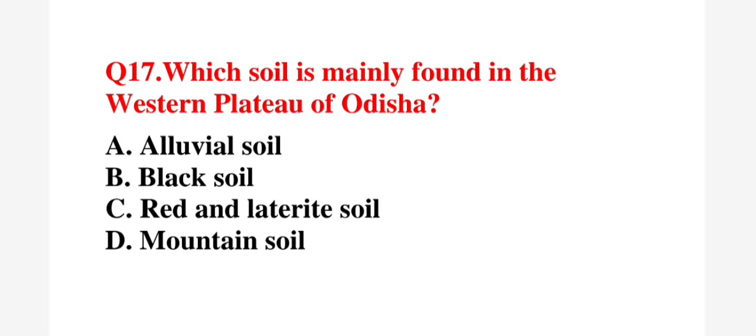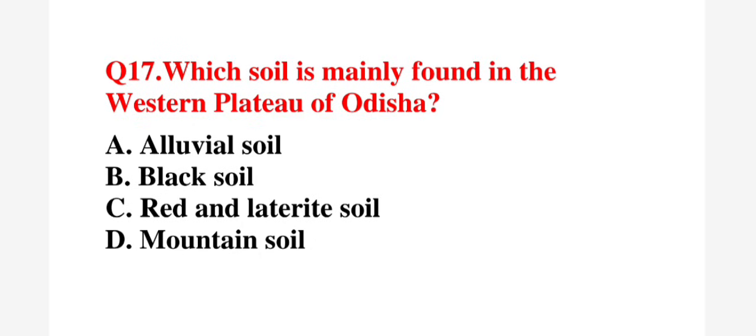If we talk about the western plateau of Odisha, generally red and laterite soils are found. The red soil is generally found in districts like Sundargarh, Balangir, Phulbani. It is generally formed due to weathering of igneous rocks, and it is rich in iron oxide, and it has low nitrogen and phosphorus. The laterite soil is generally found in Keonjhar and Sambalpur districts, and it is formed due to heavy rainfall, that is leaching, and it is good for the cultivation of cashew, coffee and tea.